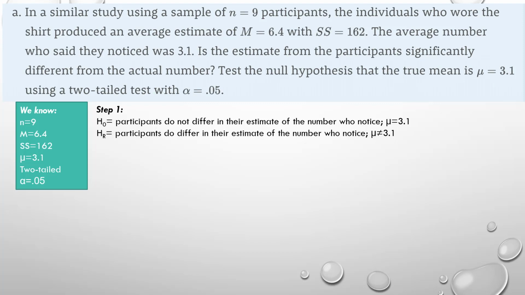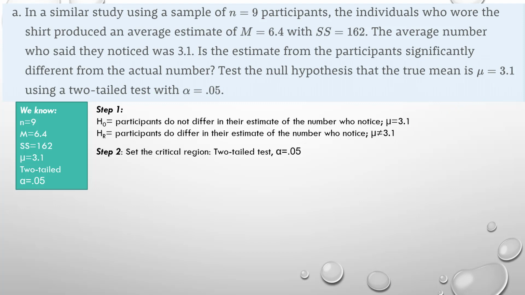So the null is that participants do not differ in their estimate of the number who notice, so that means the population mean would be 3.1. And the research hypothesis is that participants do differ in their estimate of the number who notice, so that means the population mean would not be 3.1.